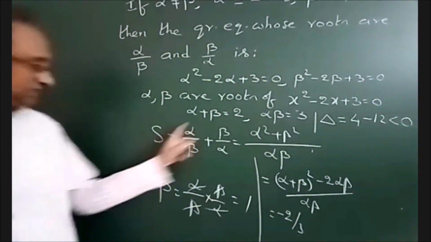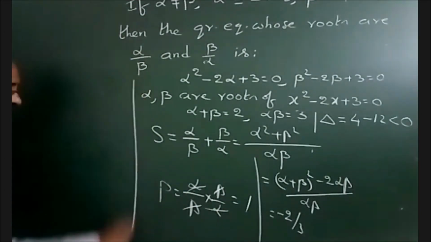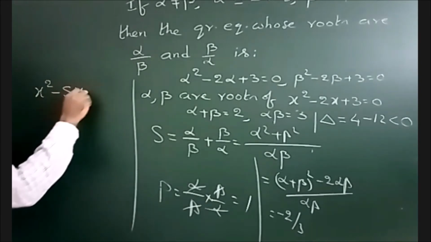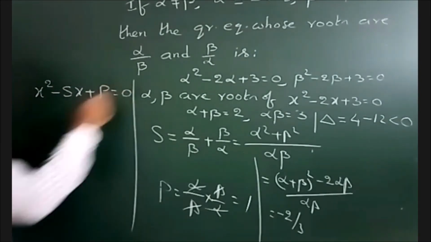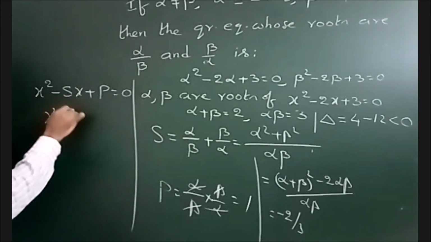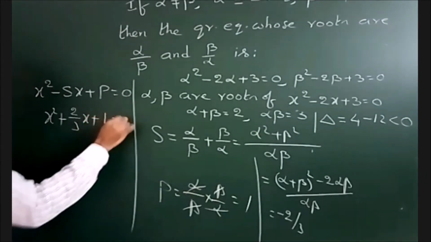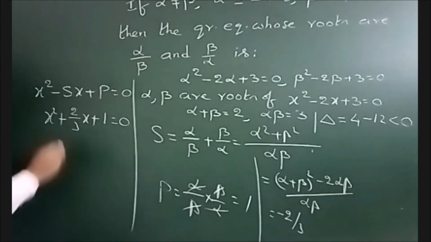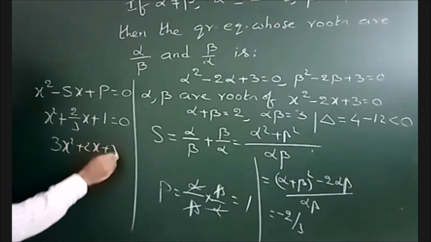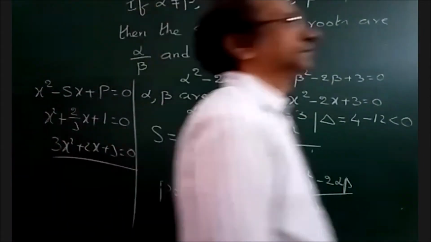And therefore, the sum of the roots is minus 2 by 3 and the product of the roots is 1. And therefore, the equation is x square minus sum of the roots into x plus product of the roots is 0. So x square minus of minus 2 by 3 into x plus product of the roots is equal to 0. Or if you multiply it by 3, 3x square plus 2x plus 3 is equal to 0. So that is the required equation. Madam?